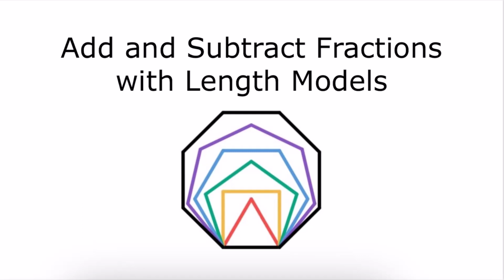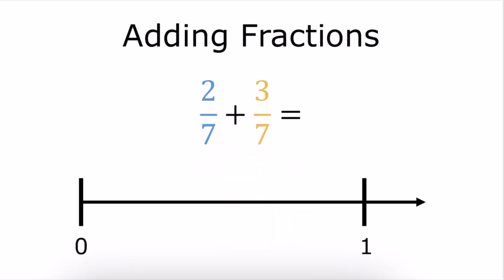Everybody. In this video, we're going to talk about how to add and subtract fractions with length models. So if we wanted to add the fractions 2/7 plus 3/7, the first step is to split up our number line so that the distance between 0 and 1 has 7 little units of 1/7 each.